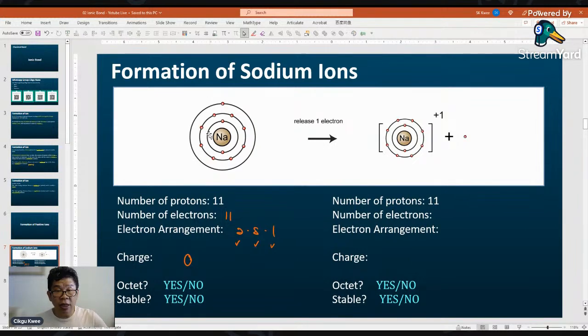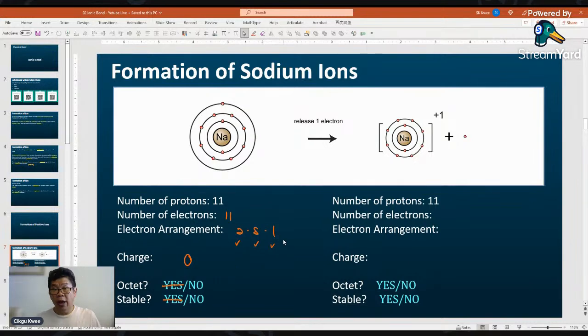Now we have a question. Is this arrangement an octet? The answer is no. Why? Because for an octet, it must have 8 electrons in the outermost shell. This one only has 1 electron, so it's not an octet. And if it's not an octet, then it's not stable. So this atom, with electron arrangement 2, 8, 1, is not stable.